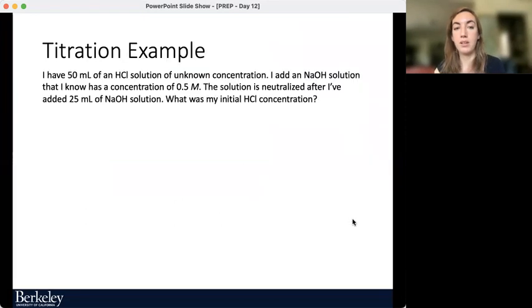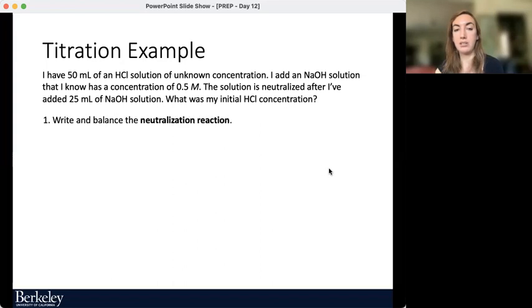Okay. So here's an example. I have 50 milliliters of an HCl solution where I don't know the concentration. So I know I have 50 milliliters of my HCl solution, but I don't know what its concentration is. I have NaOH, which is a base, and I know that it has a concentration of 0.5 molar. I add that base until I reach my stoichiometric point. So the solution is neutralized after I've added 25 milliliters of my NaOH solution. And I want to know what was my initial HCl concentration.